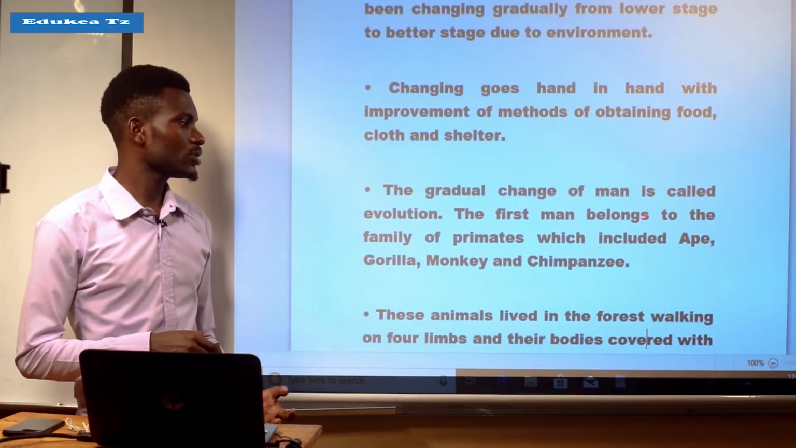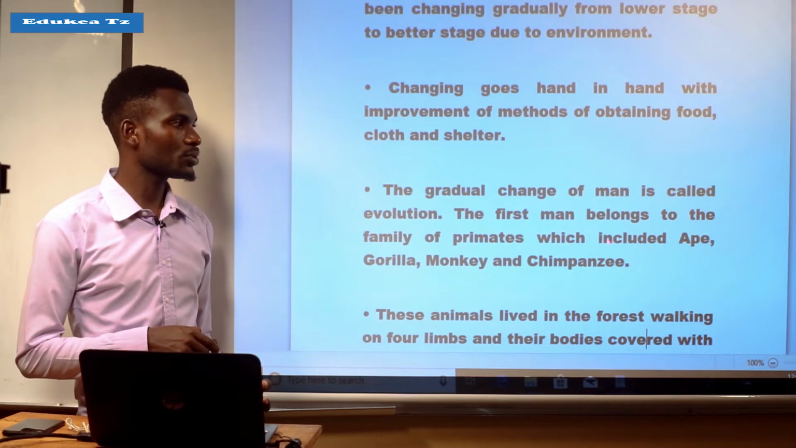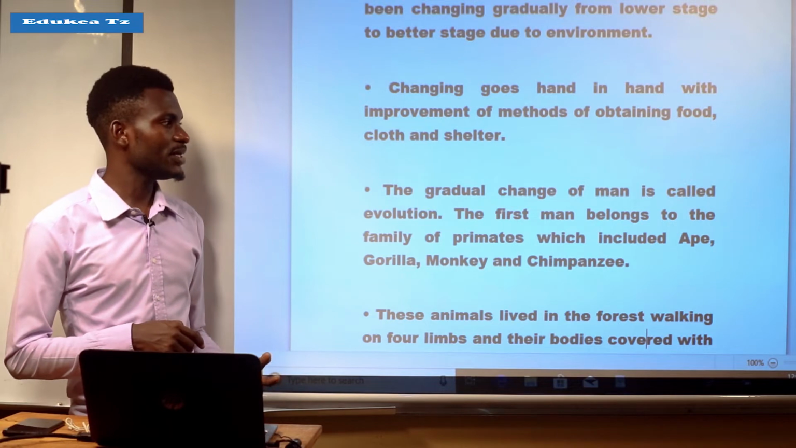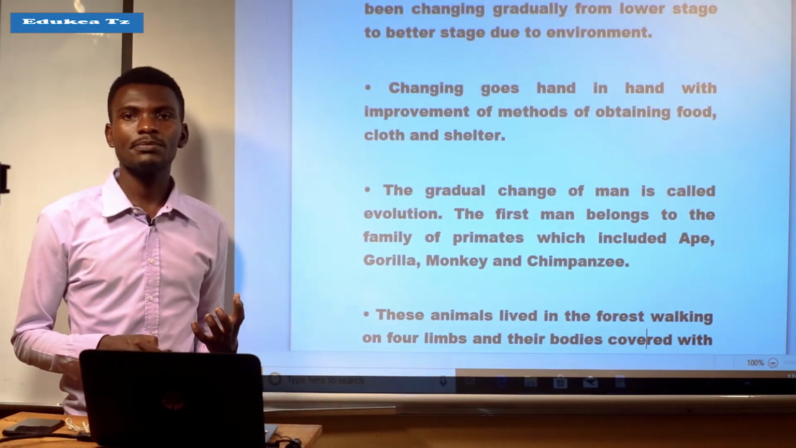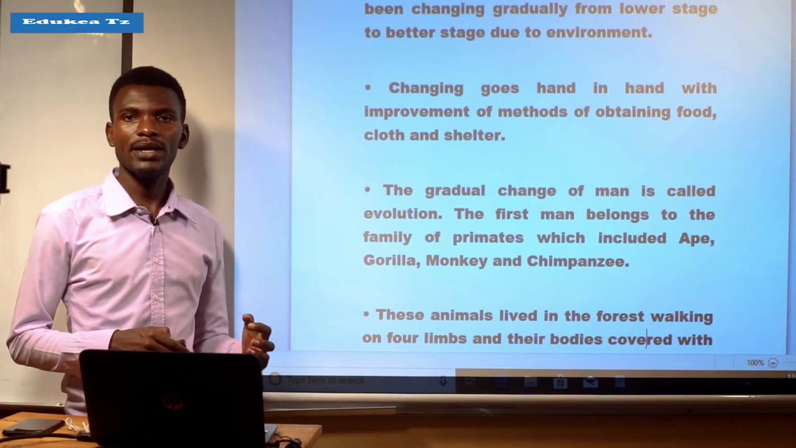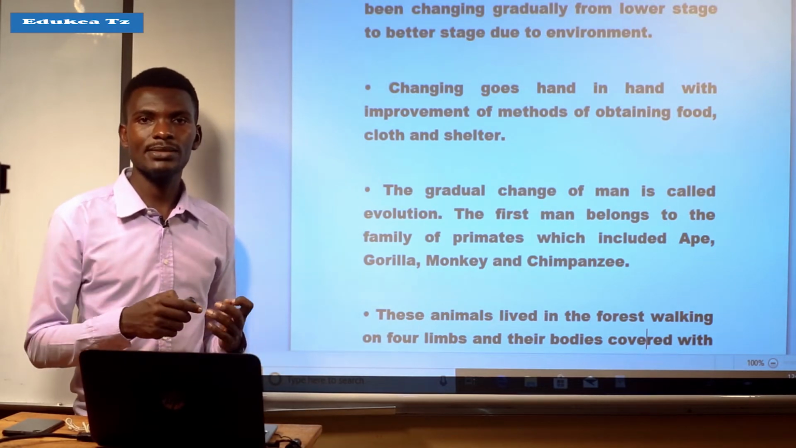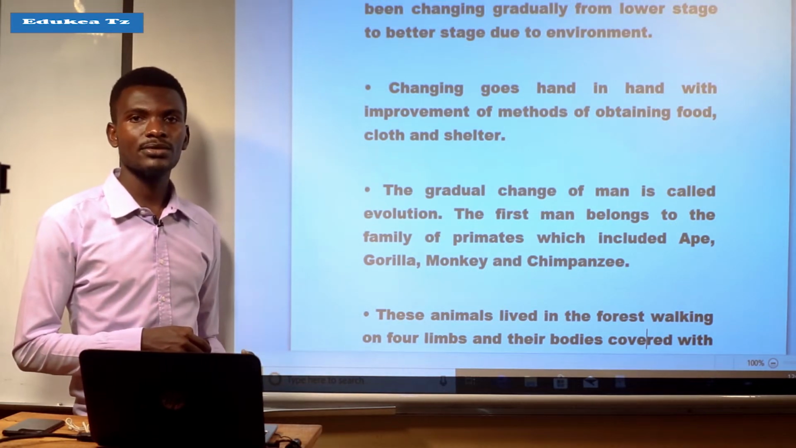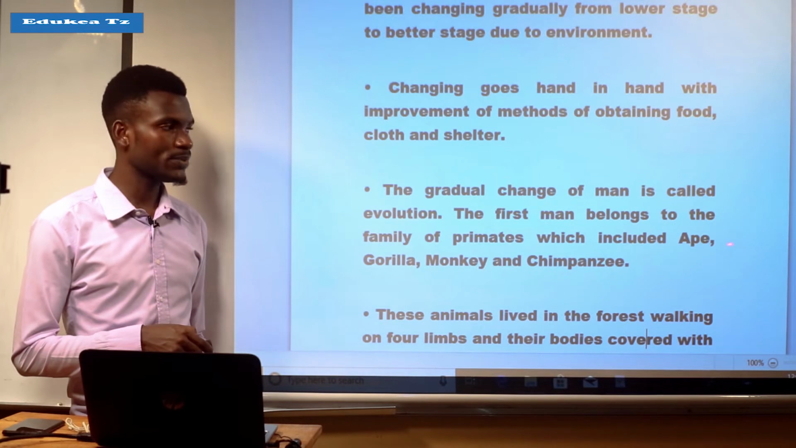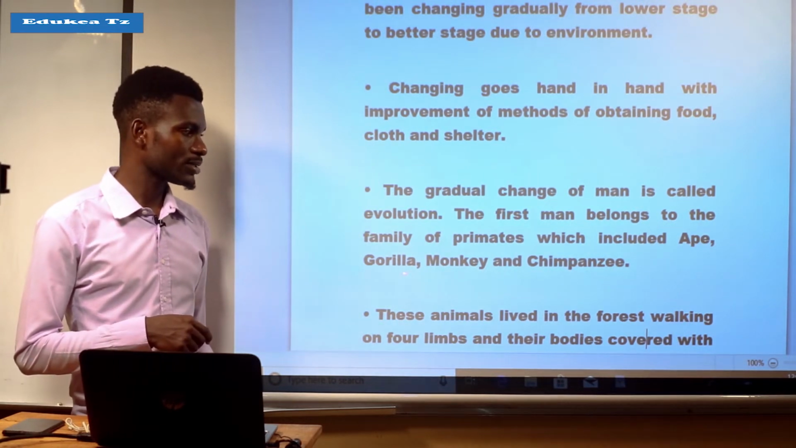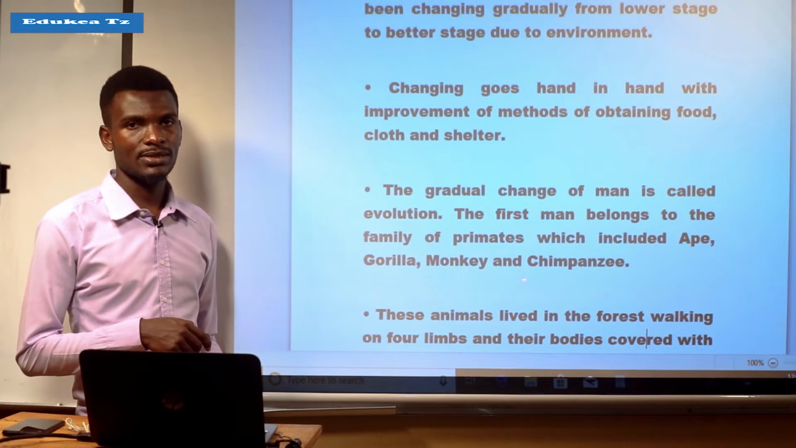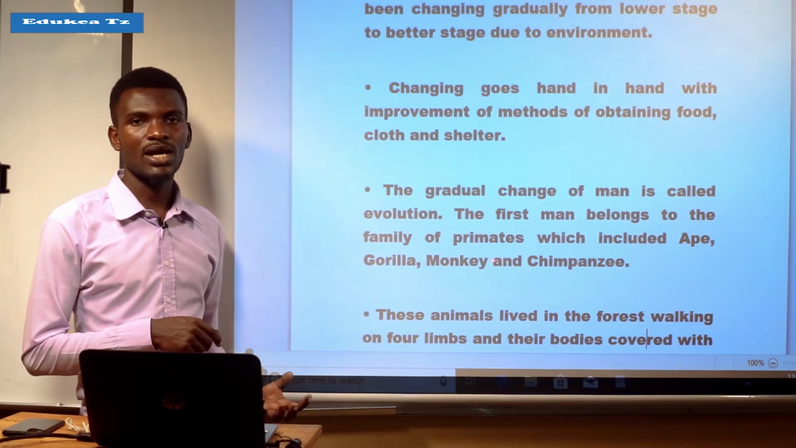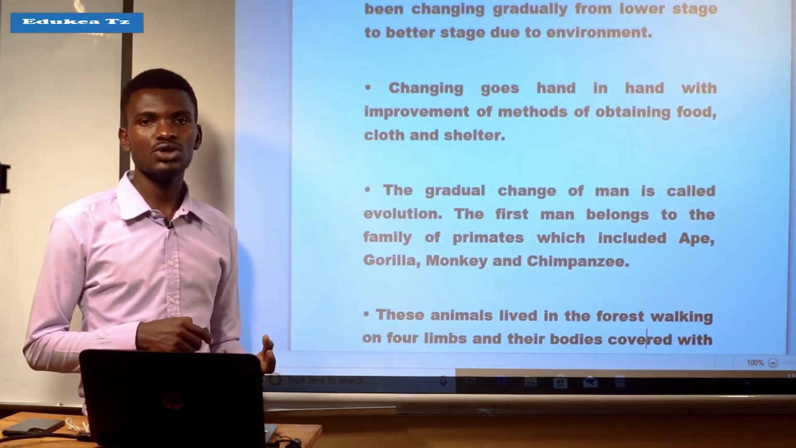The first man belongs to the family of primates, which included apes, gorillas, monkeys, and chimpanzees. It means that was the first stage in the evolution theory, and these creatures which comprise the primates are the first stage of the evolutionary theory.